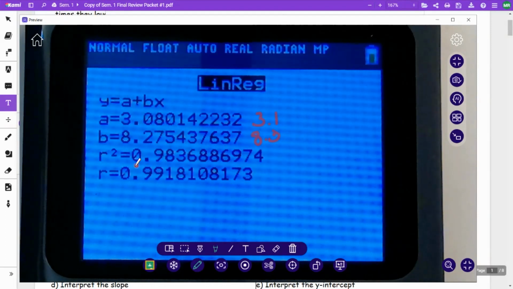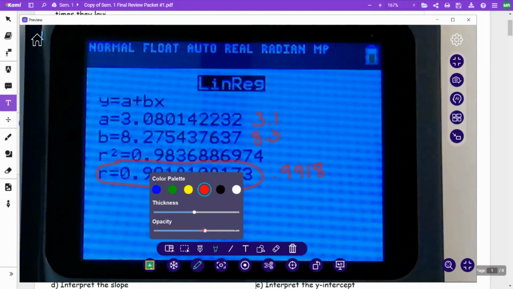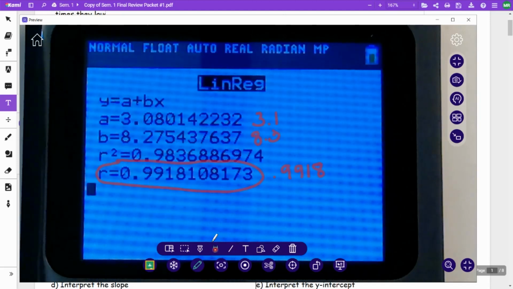And then I also want my R. Okay, so I need this R. I'm going to need 4 numbers, so I'm going to go 0.9918. That's going to be my correlation coefficient. So looking at this, because my A is the one without the B, I am going to, let me erase that. I am going to be having my equation B. Sorry, I'm just going to make this a little darker. I think I did it the wrong direction.